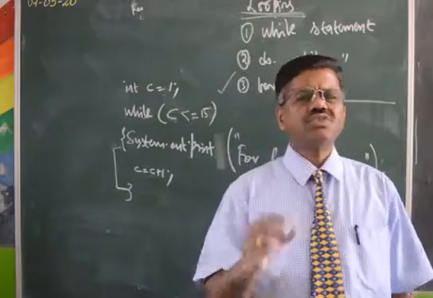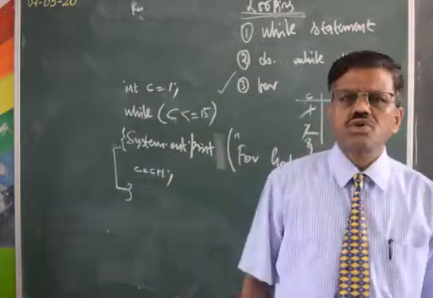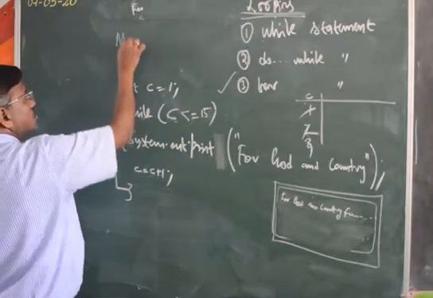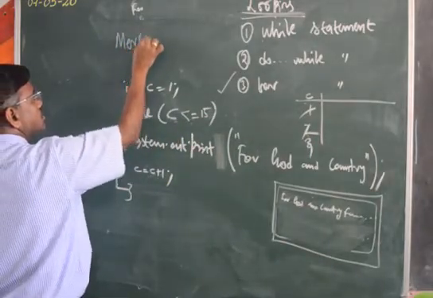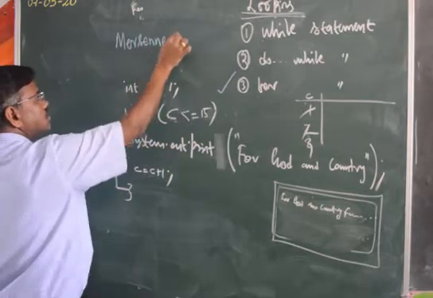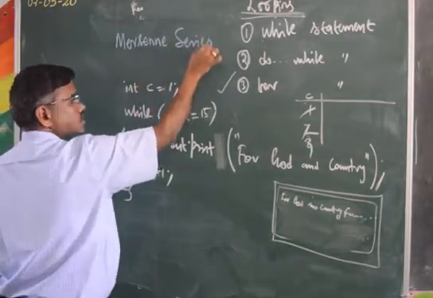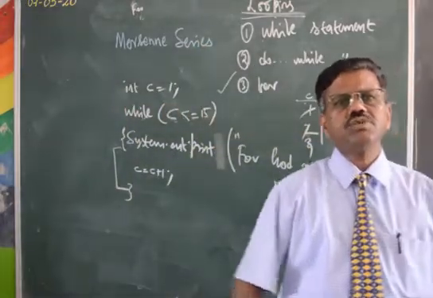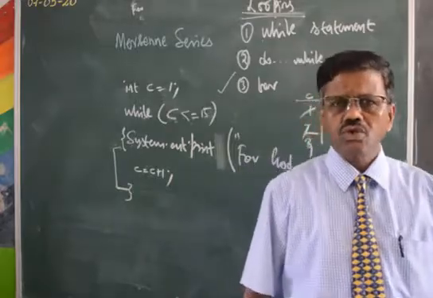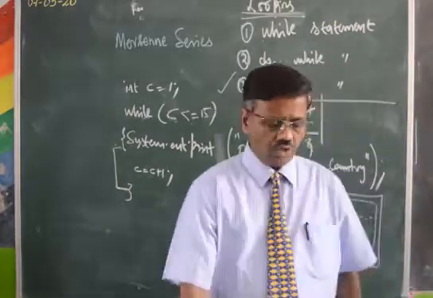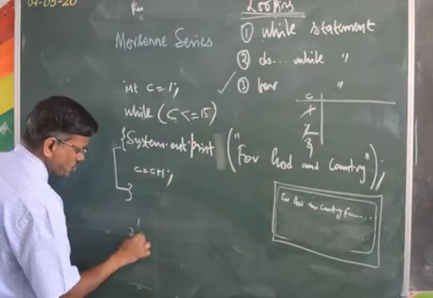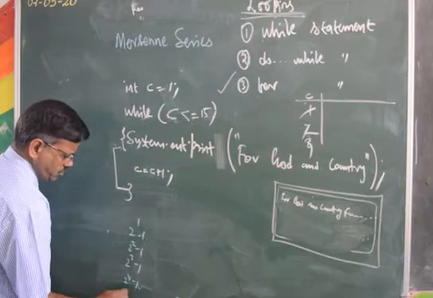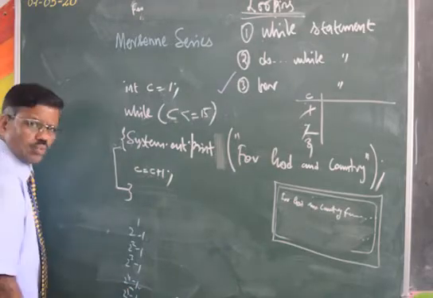Now I wanted to do a simple job which is called a Mersenne series. What series? Mersenne series. What is a Mersenne series? Mersenne series means 2 to the power of 1 minus 1, 2 to the power of 2 minus 1, 2 to the power of 3 minus 1, 2 to the power of 4 minus 1, 2 to the power of 5 minus 1.